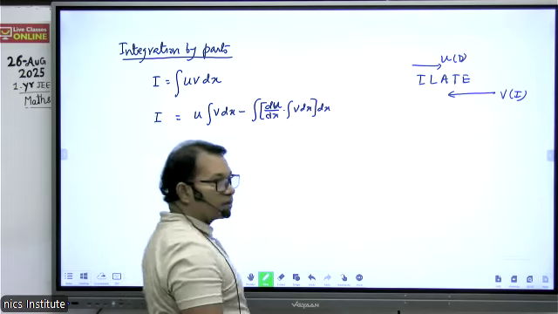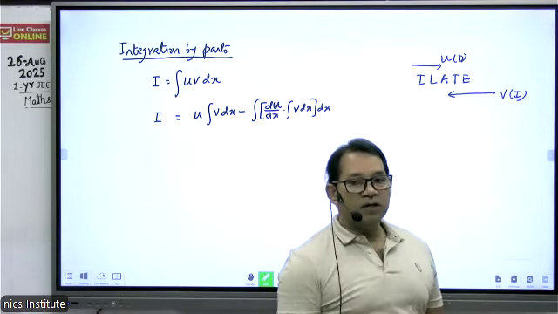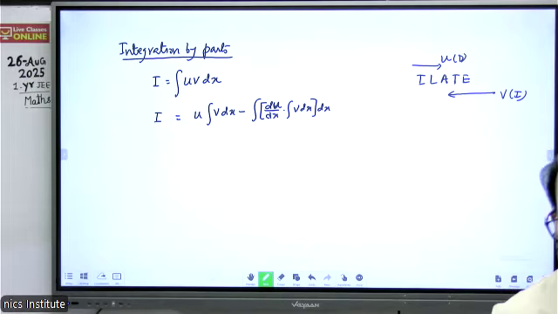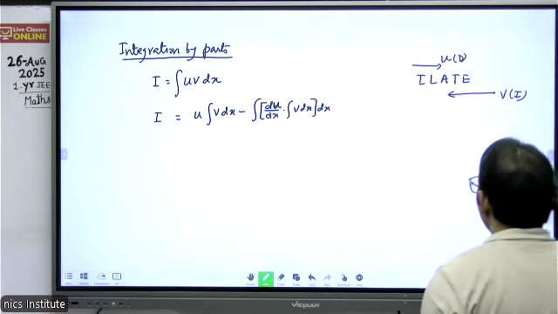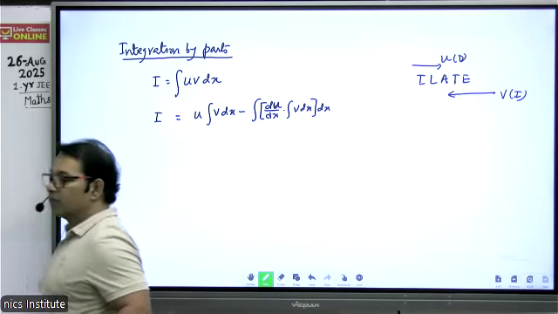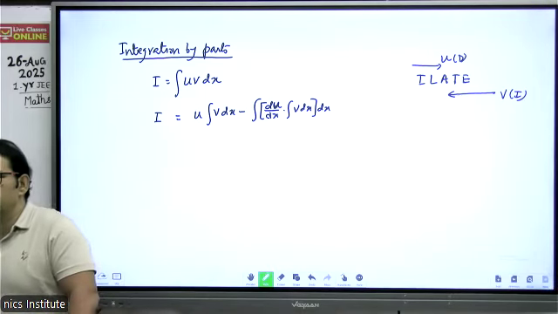ILATE से था, inverse, logarithmic, algebraic, trigonometric, exponential. So whenever you come across a question involving two different functions, we use this method of integration by parts.